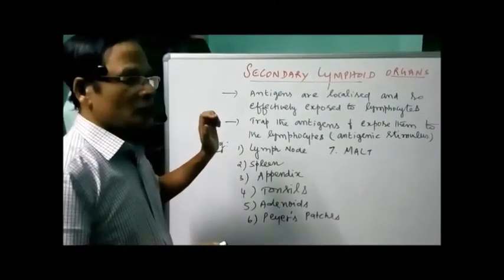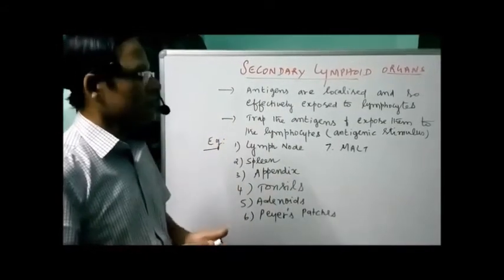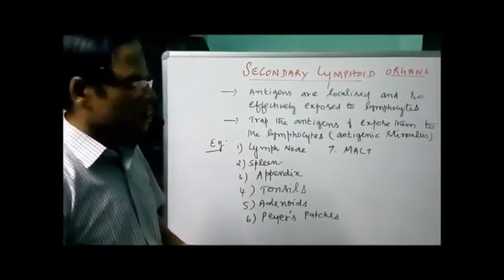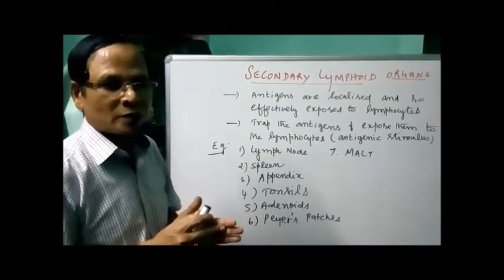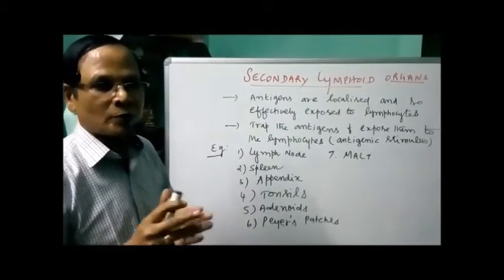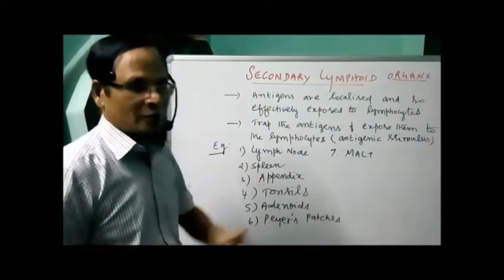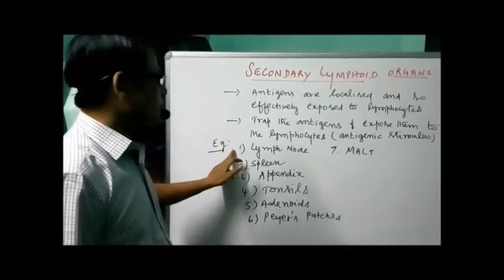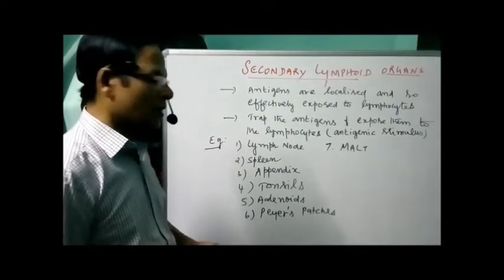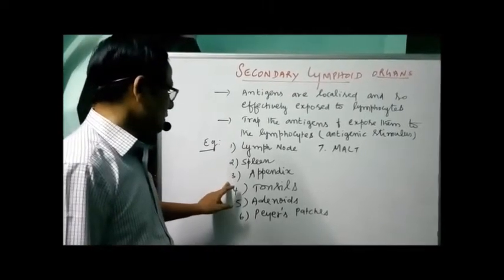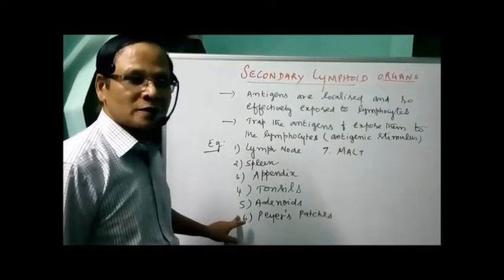Normally they trap the antigens and expose them to the lymphocytes. So when there is an antigenic stimulus, they exhibit an immune response and afford immunity to the body. So we have a variety of secondary lymphoid organs. Number one, the lymph node. Number two, the spleen. Then appendix, tonsils, adenoids, Peyer's patches in the gastrointestinal tract.